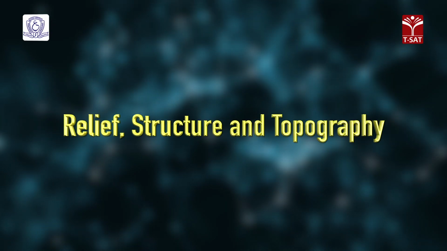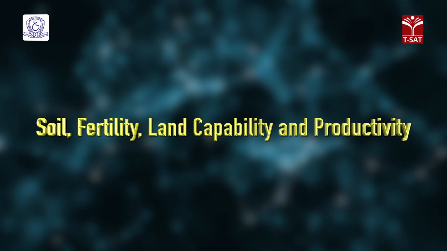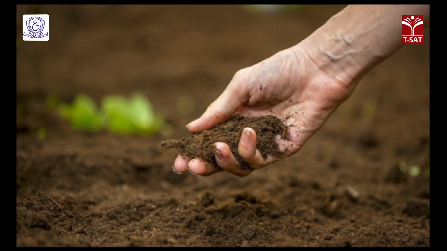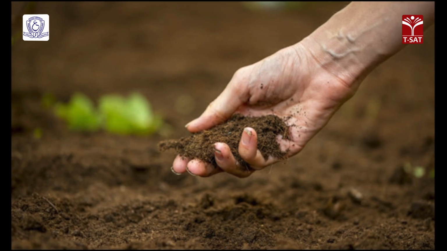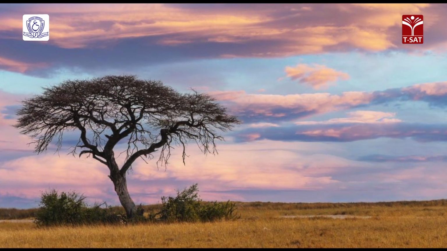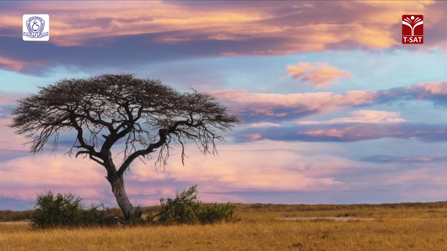Second is relief structure and topography. The mountainous areas are less developed than plains due to the effect of relief structure and topography, soil fertility, land capability and productivity. Regions with fertile soil and high land capability will be more developed than regions lacking them. For example, prairies are more developed than sub-Sahara Africa.